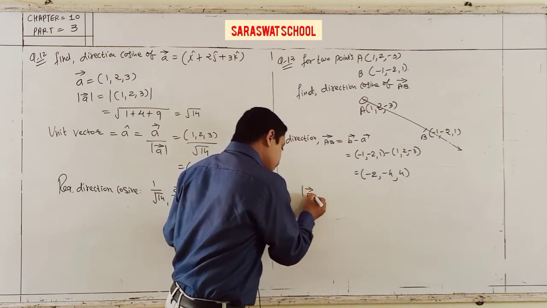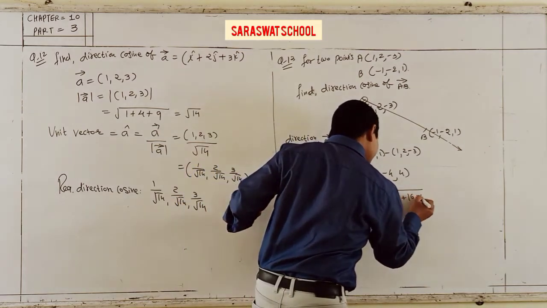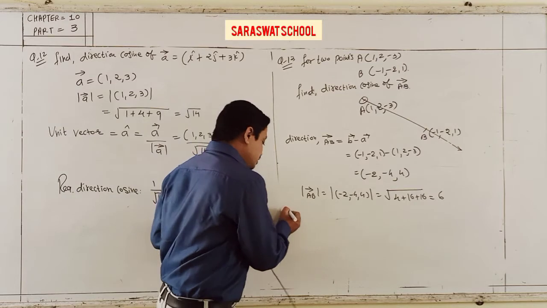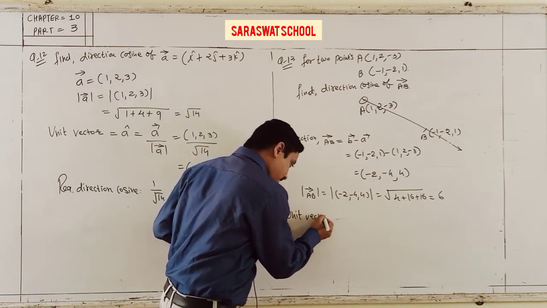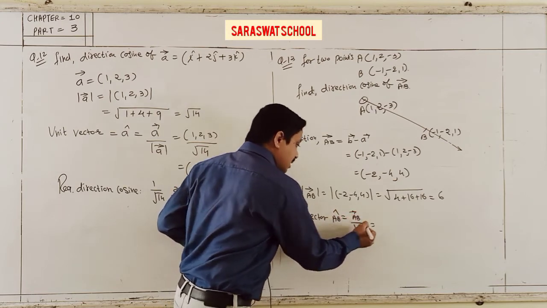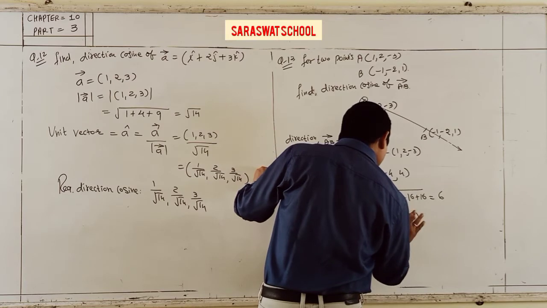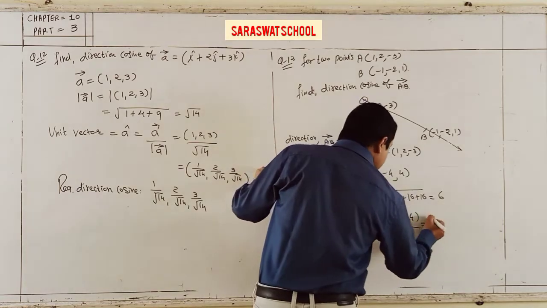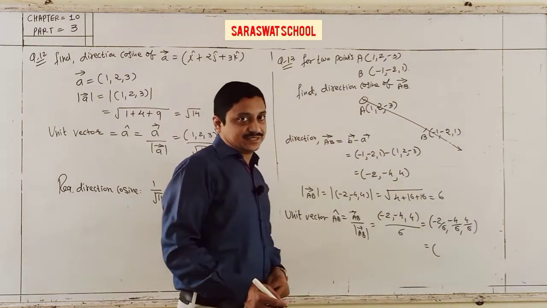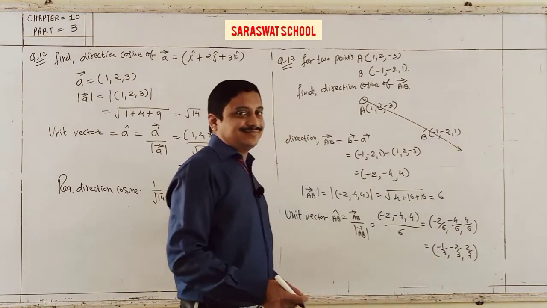Now say its magnitude, minus 2, minus 4, 4, and magnitude: 4, 16 and 16. It is 16 and 16, 32 plus 4, 36, 6 only. So what is the unit vector first? AB cap, AB direction by magnitude AB, and you know that properly. Every direction I have minus 2, minus 4, 4 by 6. It means minus 2 by 6, minus 4 by 6 and 4 by 6. So your answer is minus 1/3, minus 2/3 and 2/3. Simply known.